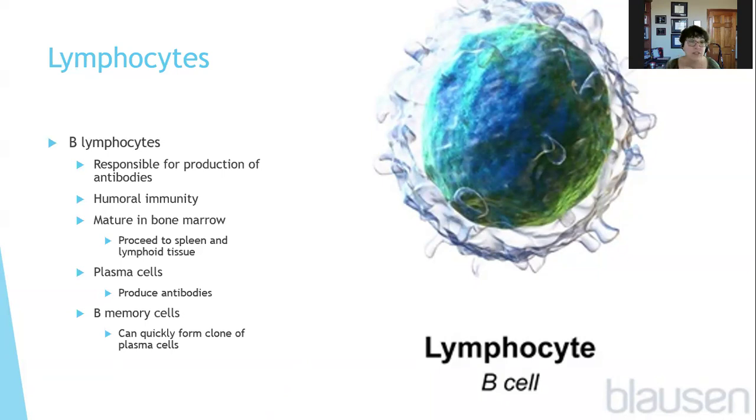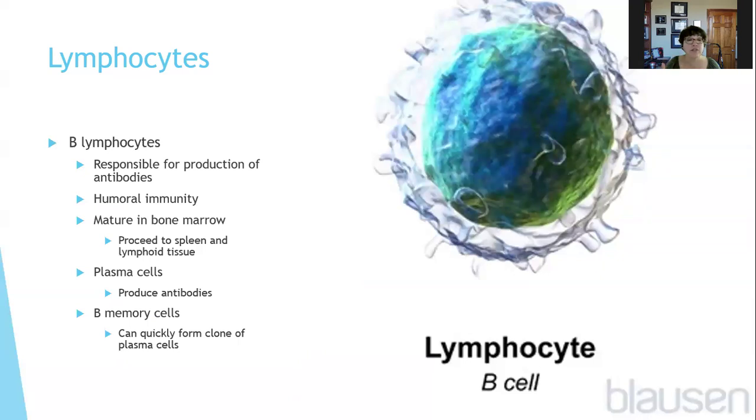Basically what B lymphocytes do is they produce antibodies, and immunoglobulins is the chemical name for the antibodies. They're thought to mature in the bone marrow. That's where the B comes from. And then they proceed to the spleen and lymphoid tissue to wait until they're activated.